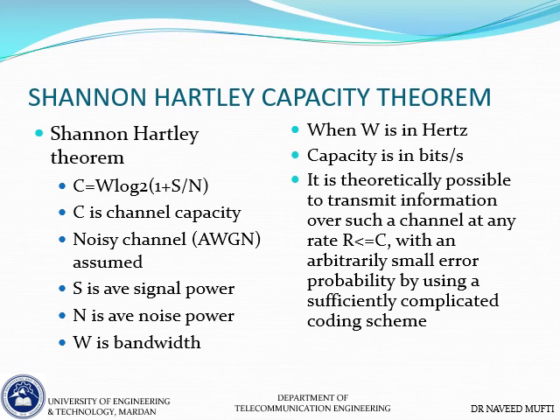So what it says is that it is theoretically possible to transmit information over such a channel at any information rate R, which is less than or equal to C, with an arbitrarily small error probability by using a sufficiently complicated coding scheme. So that is the full statement of the Shannon-Hartley capacity theorem. Yes, we can achieve this capacity. So our information rate can match this capacity with a small probability of error if we are using a channel coding scheme in a noisy channel. So this is basically the crux of this theorem.